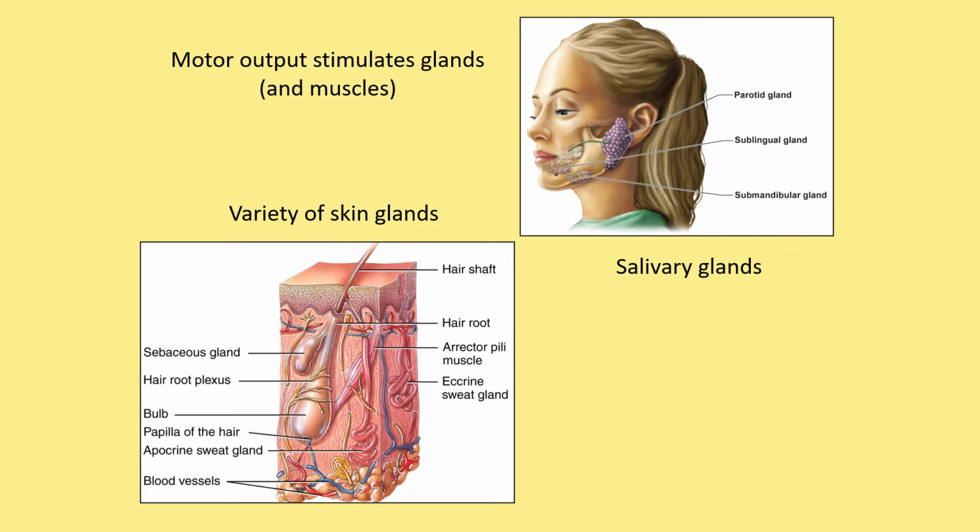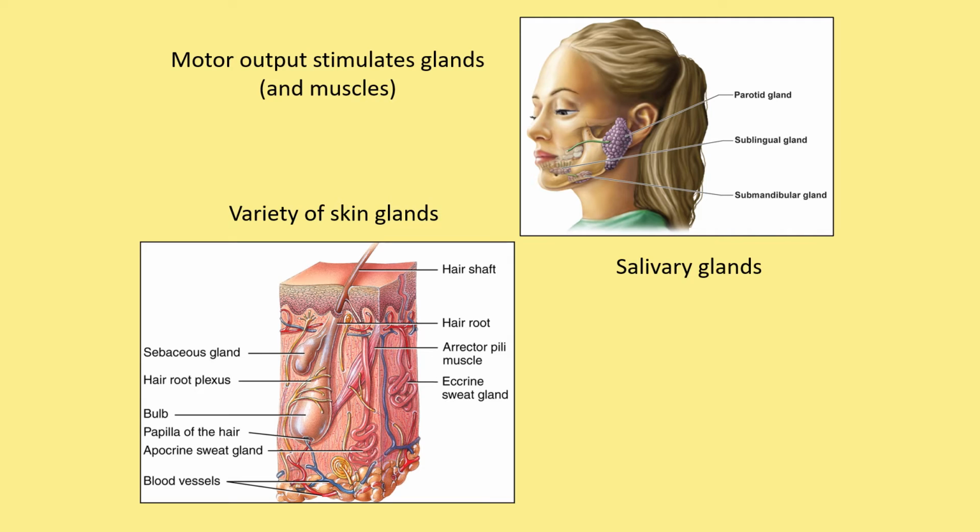So here are two examples of glands that are controlled by motor neurons. So you have those salivary glands. You have three sets of salivary glands, and they produce saliva. You have your parotid gland, which is sort of anterior to your ear on both sides. And then you have your submandibular gland, which is below your mandible. And then you have your sublingual glands, which are below your tongue.